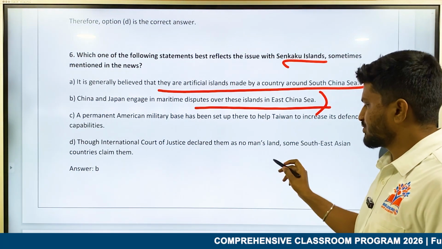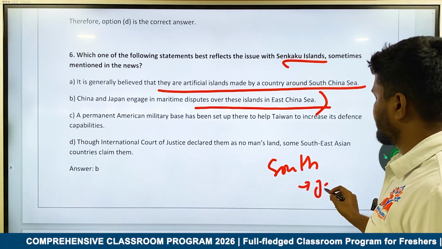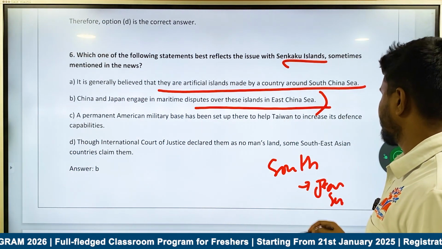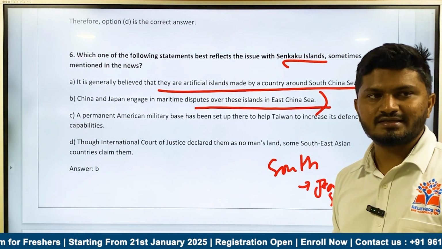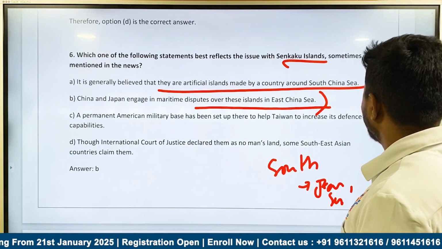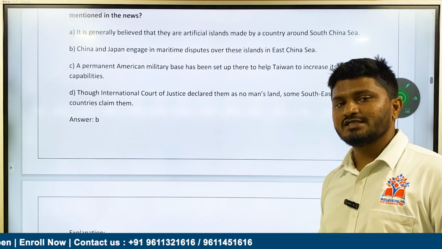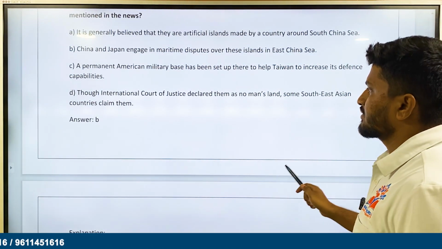If you are familiar with the South China Sea disputes, there are certain islands called Parsley Island, and then some other islands, I forgot the names. All these islands are very important in the South China Sea, whereas Senkaku is not in the South China Sea, but is present in the East China Sea, and it is in conflict with Japan.